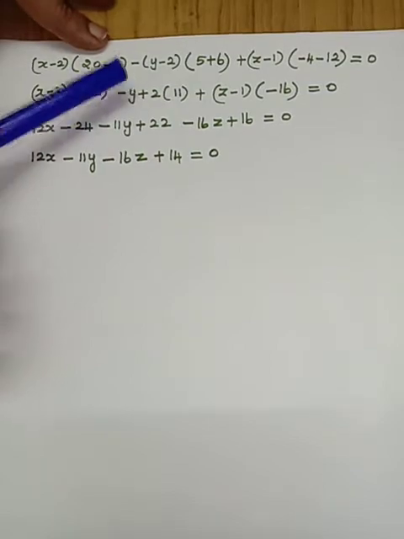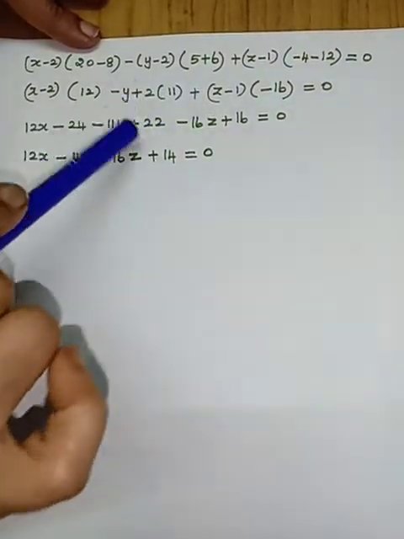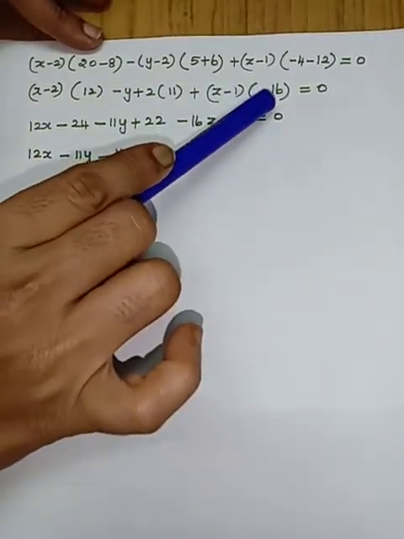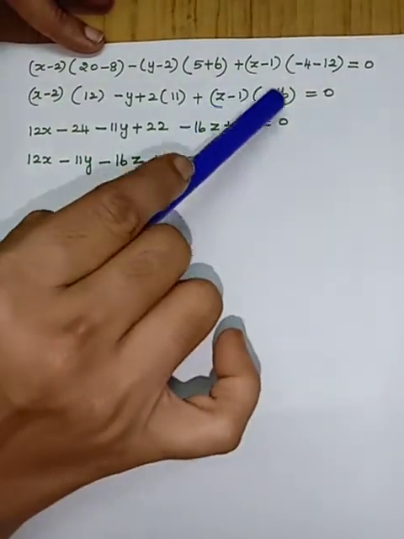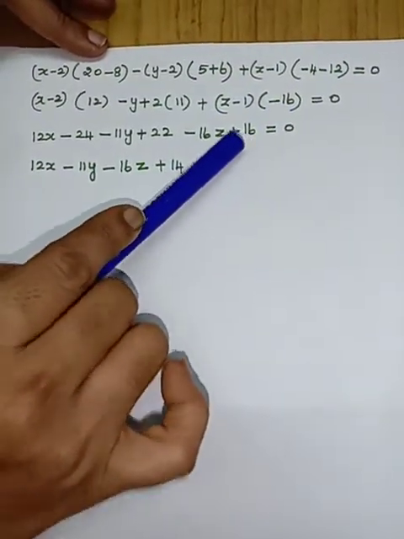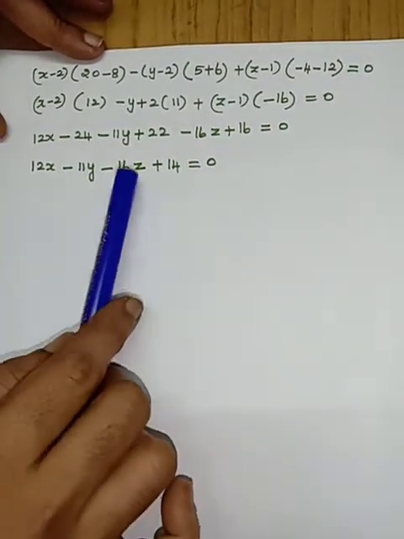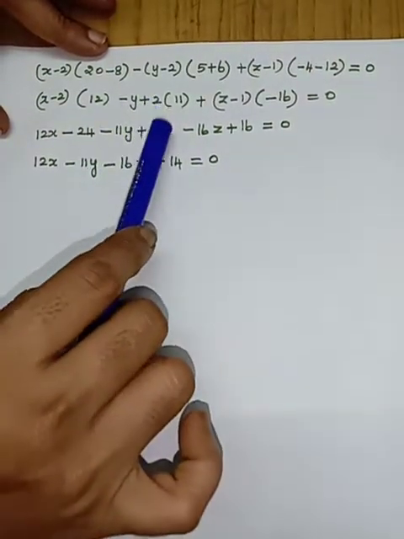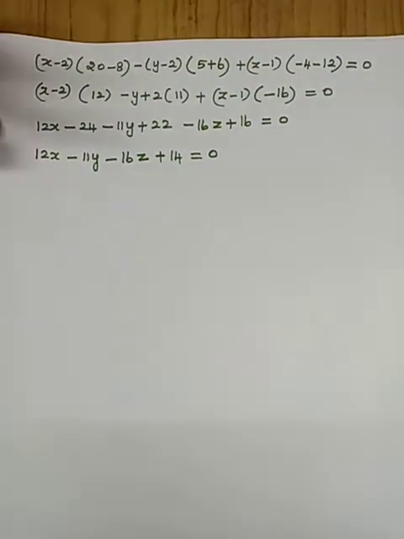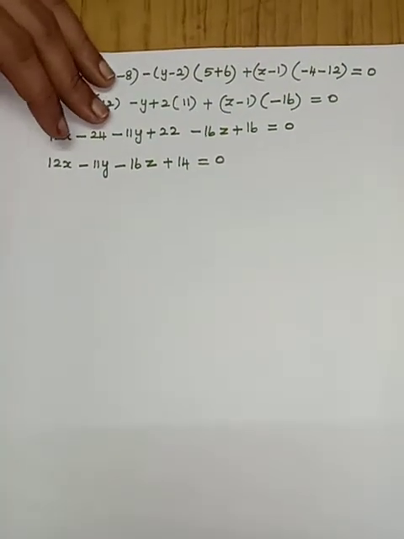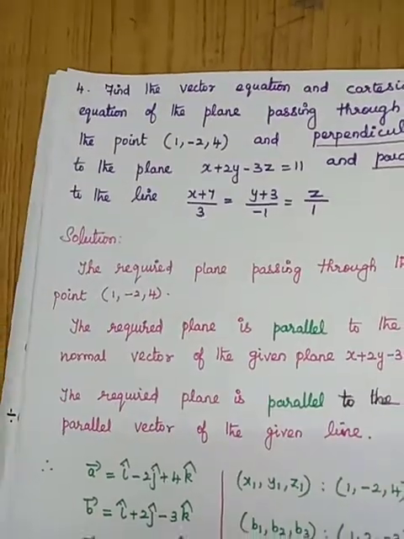This step is very, very important. Plus minus 16 into z, that is minus 16z. Minus 1 into minus 16 is plus 16. So when you arrange x, y, z and the numbers are calculated, the answer is plus 14. So this is the Cartesian equation of the plane. Okay, so we'll move to the next problem.